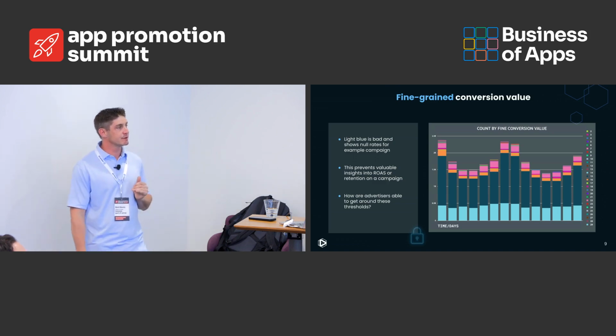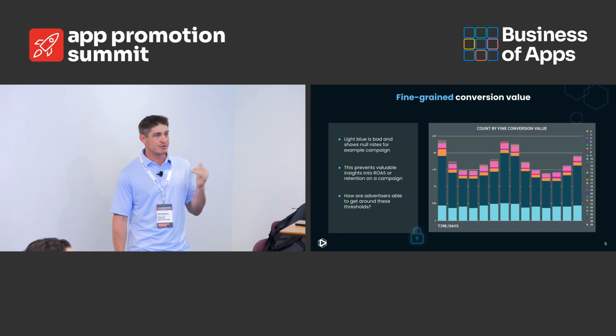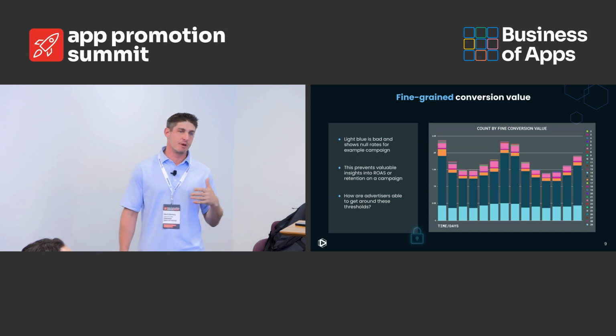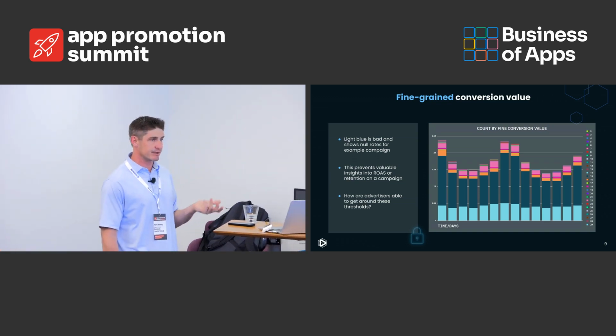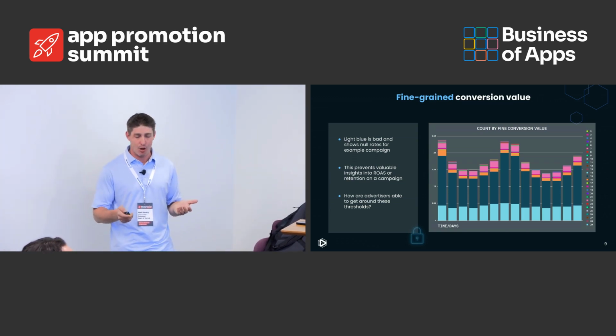This is an illustration. The x-axis here is time. The y-axis is the number of conversions. It's about a 2-week campaign in terms of days. Light blue is bad here, right? Each of those different colors represents a different conversion value. Light blue is basically null. That means we didn't hit that mid or high tier of privacy threshold. Information is withheld, okay? This prevents advertisers from measuring ROAS, retention, different things on their campaign. So that's not good. So Dataseat's goal is to help advertisers, agencies, and companies overcome these privacy thresholds.